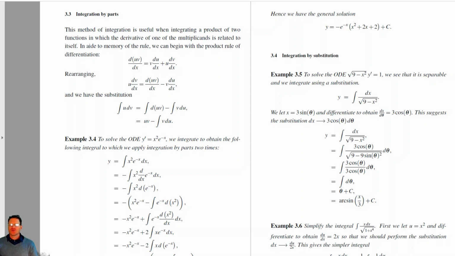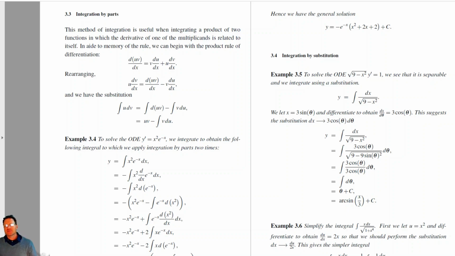Okay, so to solve the ODE, square root of 9 minus x squared times y dash is equal to 1, we can see that it's separable, but it's difficult because we have to integrate 1 over the square root of 9 minus x squared. So how do we do this? Now this is inspired by the fact that sine squared plus cos squared is equal to 1, which gives you a hint on what substitution to make.